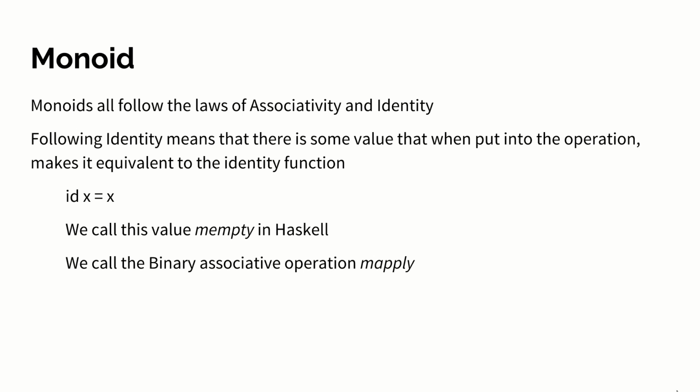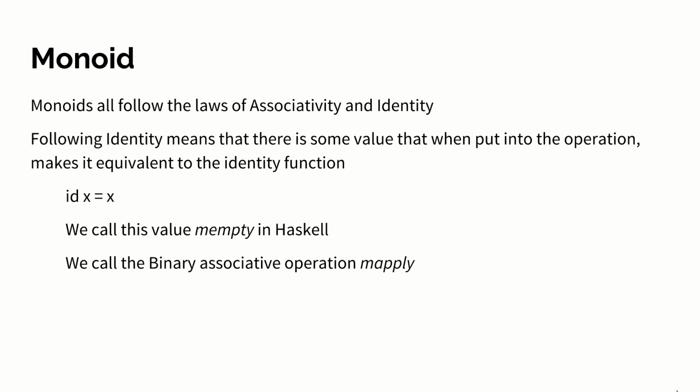Monoids all must follow the laws of associativity and identity. Following identity means that there's some value that when we put it into the binary associative operation, it simply returns the other argument to the binary associative operation. In other words, the monoid's function must have a certain value that when we plug that value in, the function becomes equivalent to the identity function.